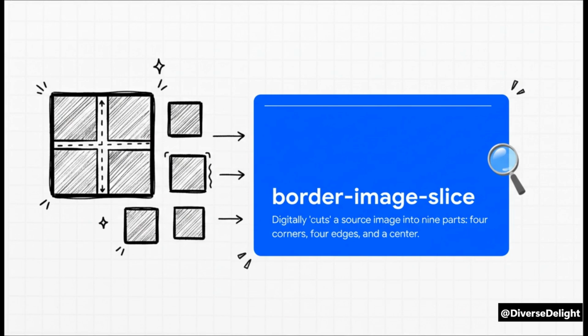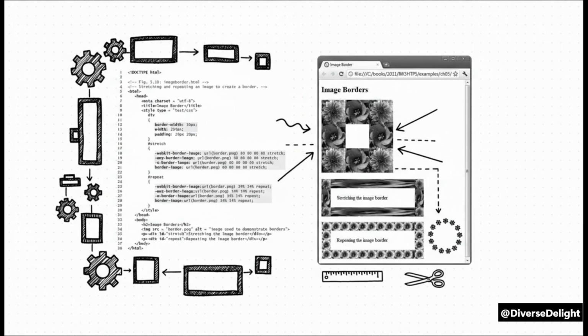So how does this even work? It all starts with a property called border-image-slice. Okay, imagine you have a square image, and you digitally cut it into 9 little pieces. The 4 corners, the 4 edges, and a piece in the middle. CSS is smart enough to keep the corners exactly as they are, but then it lets you decide what to do with those edge pieces. And here we see it in action.